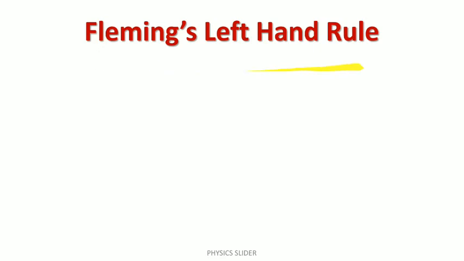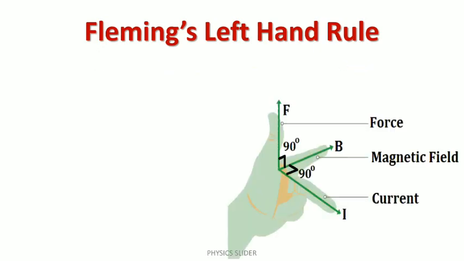What is Fleming's left hand rule? Let's discuss. Watch here. Here we have our left hand, in which the thumb, index finger and middle finger are adjusted so that each two fingers have an angle of 90 degrees between them. In this condition, if we represent the electric current with the middle finger and the magnetic field with the index finger, then the force will be represented by the thumb.